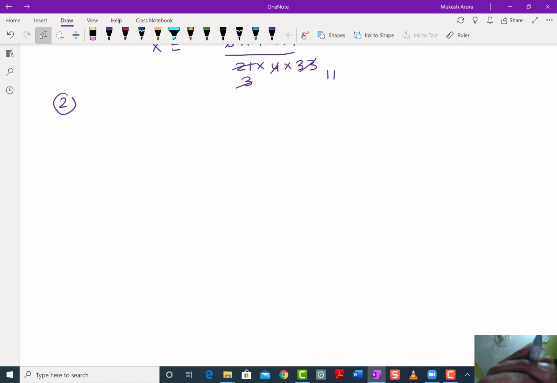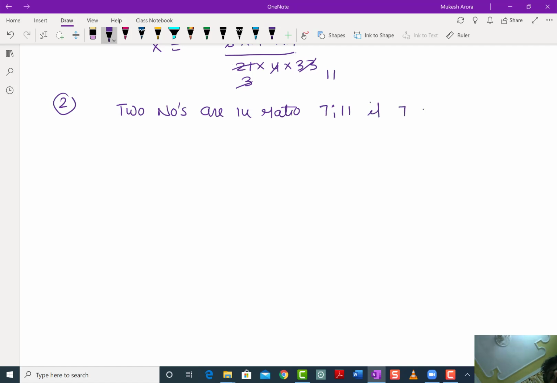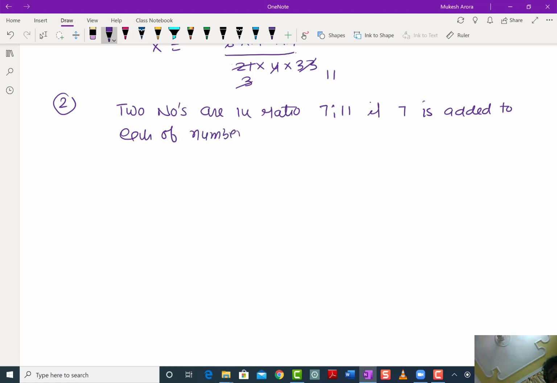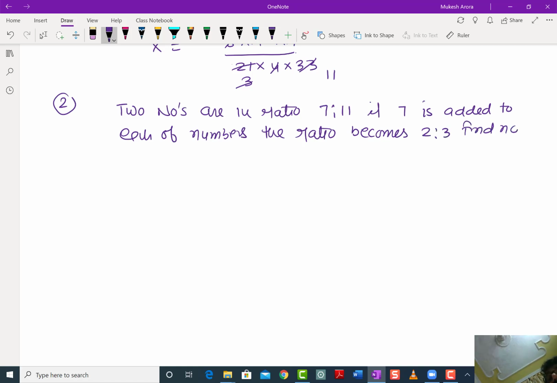Two numbers are in ratio 7 ratio 11. If 7 is added to each of the numbers, the ratio becomes 2 ratio 3. Find the numbers.